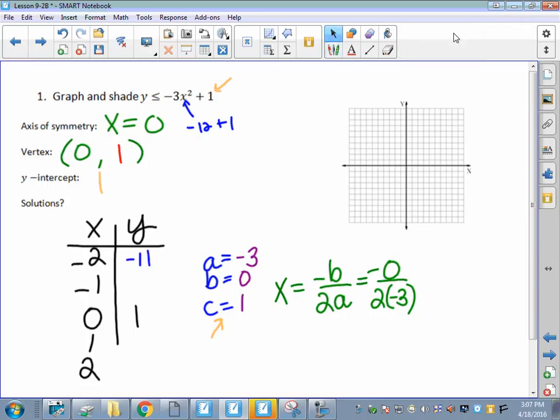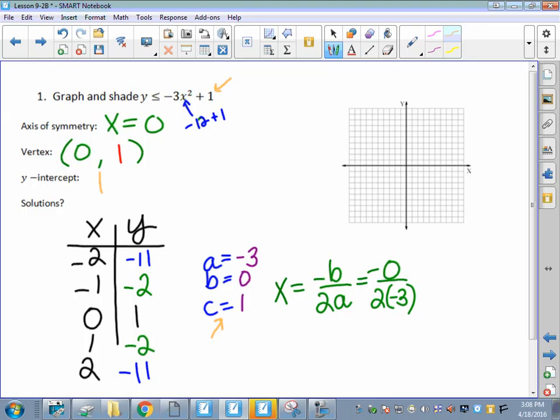If I put a -1 in here, -1 squared is +1 times -3 is -3. Plus 1 is -2. If I put a +1 in there, I should get the same value that I just got. So +1 squared is 1 times -3 is -3. Plus 1 is -2. And last but not least, when I put a 2 in there, 2 squared is 4 times -3 is -12 plus 1 is -11.